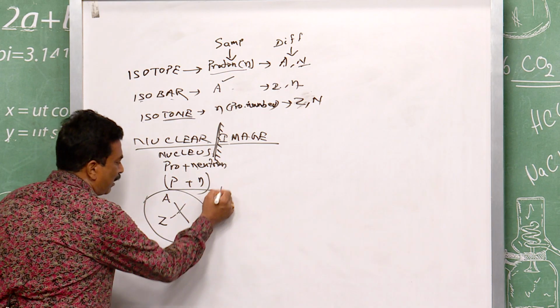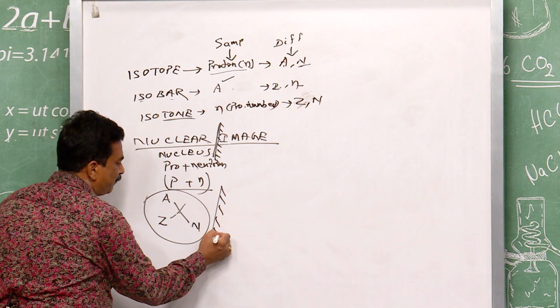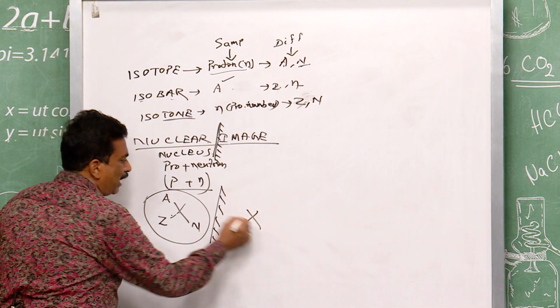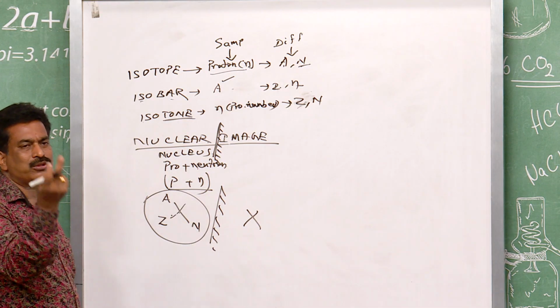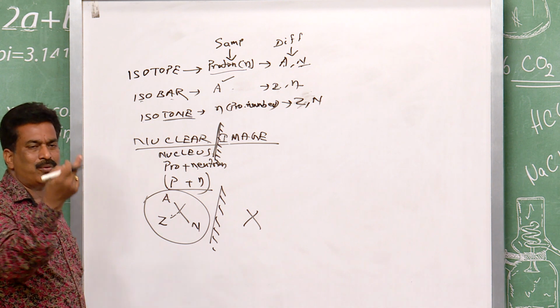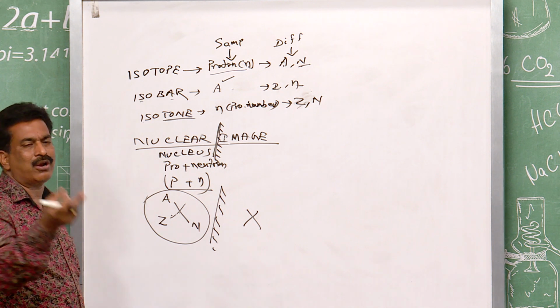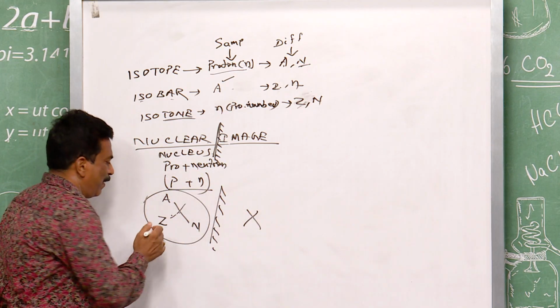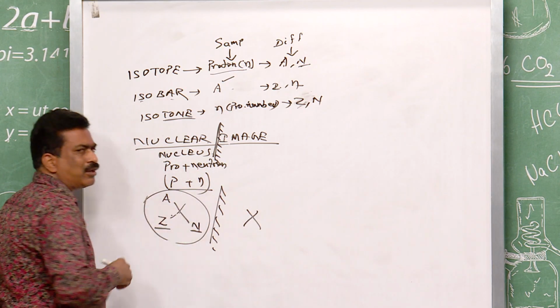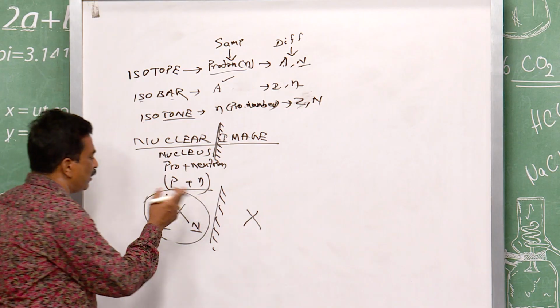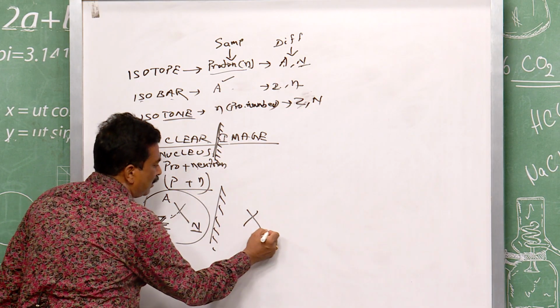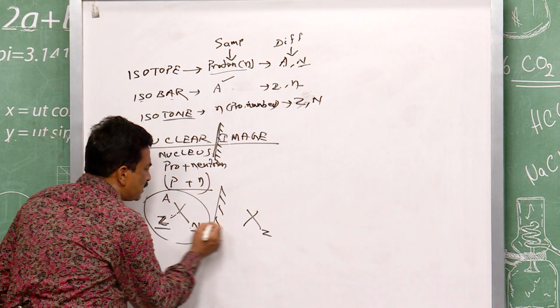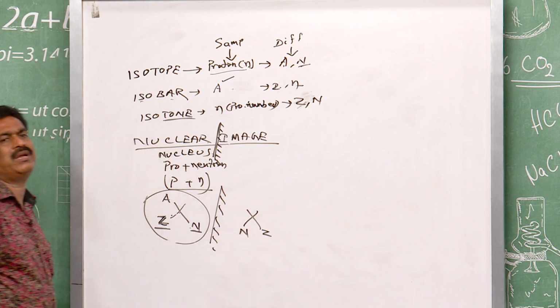So if a mirror is placed here, then the same element remains, just as when I look into the mirror only myself will be seen, not another's face. So this X will remain X, but the neutron and proton numbers will change. If this is the proton, that will be there. If this is the neutron, then this will be here.